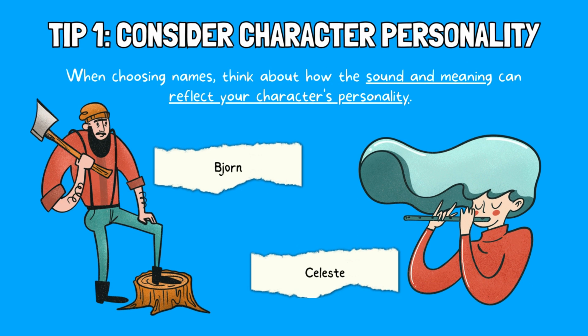Tip 1. Consider character personality. When choosing names, think about how the sound and meaning can reflect your character's personality. Imagine a burly lumberjack felling trees. A short, strong name like Bjorn with its Norse roots meaning bear feels perfect. Conversely, a whimsical artist with a head in the clouds might have a name that evokes lightness and beauty. Celeste, meaning heavenly, creates that dreamy, artistic vibe. By considering these aspects, your names can become subtle hints about who your characters are, even before they speak a word.